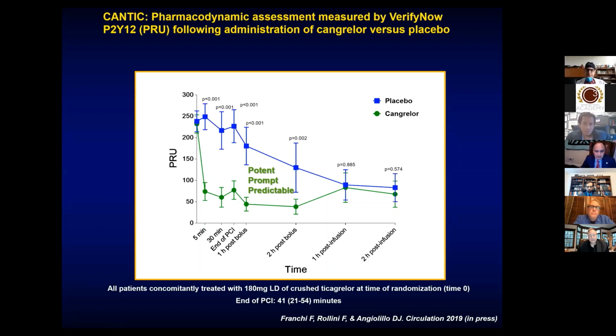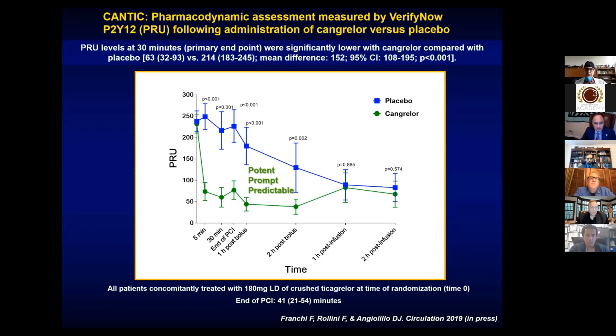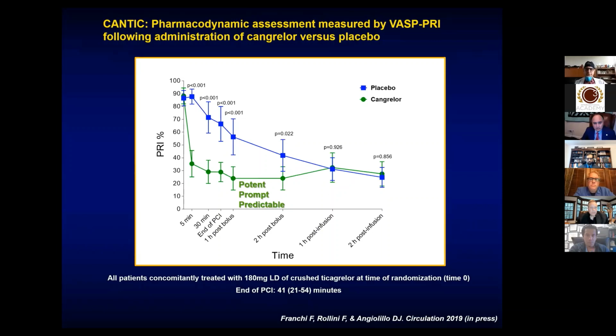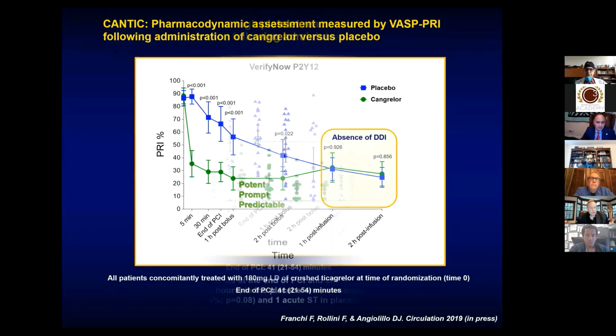It's not until 1 hour after you turn the Kangol infusion off that the two strategies are the same. So you have to look at that area between the two curves as a vulnerable period, and you have better results with Kangol. This is when you, instead of looking at PRU, look at PRI, a similar measurement with VASP. Same story, different assay. So we have 2 assays giving us a similar result.